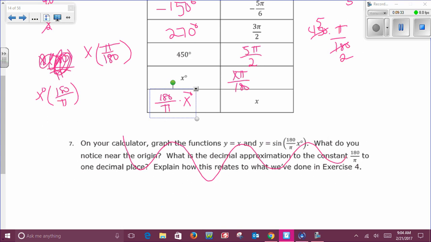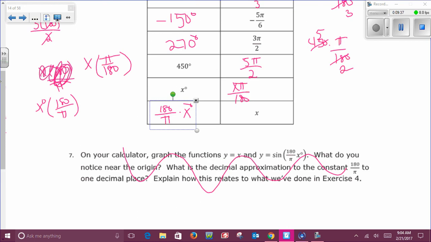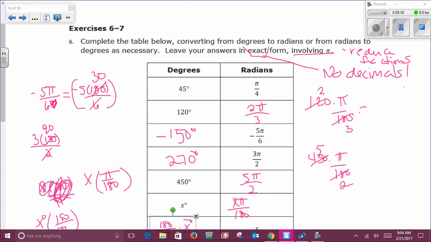So that's basically it. So when you're converting between radians and degrees, you're either multiplying by pi over 180 to turn it into radians, or you're going to substitute 180 in for pi and figure out how many degrees it's equal to.